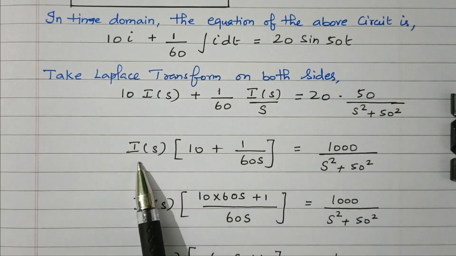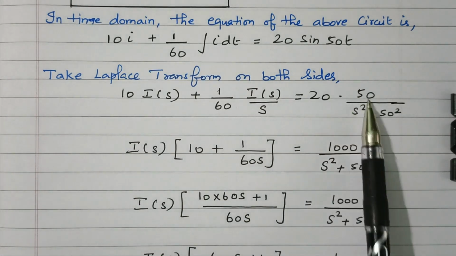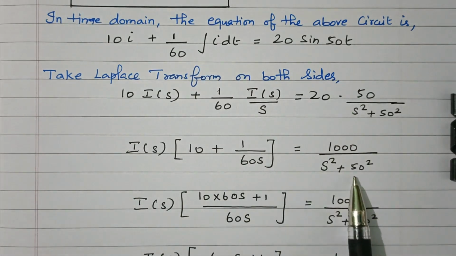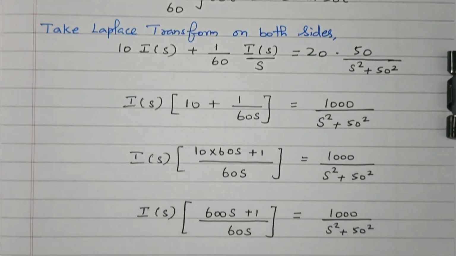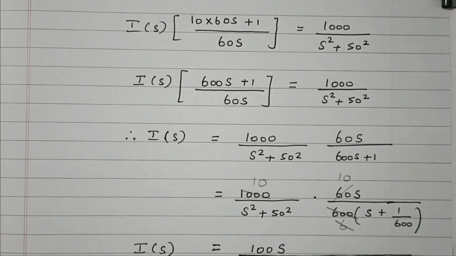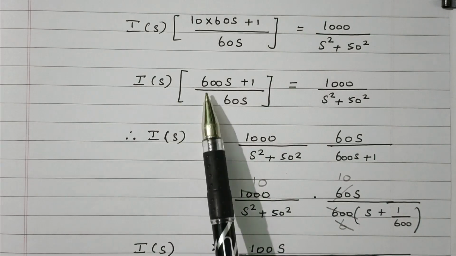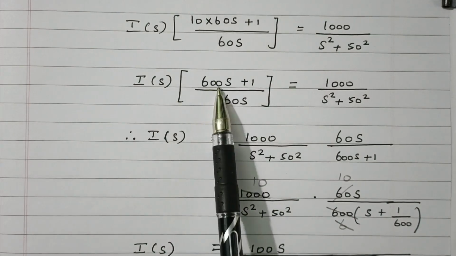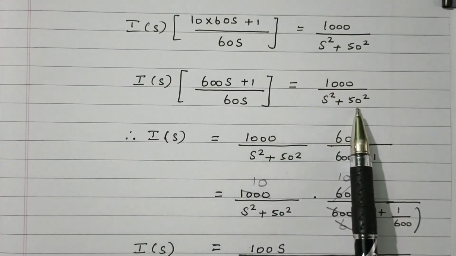Now we'll take I of s common. So (10 plus 1 divided by 60s) equals 20 into 50, which is 1000, divided by s square plus 50 square. Now we'll take the LCM 60s. So (10 into 60s plus 1) divided by 60s equals 1000 divided by s square plus 50 square. Further simplification: I of s into (600s plus 1) divided by 60s equals 1000 divided by s square plus 50 square.